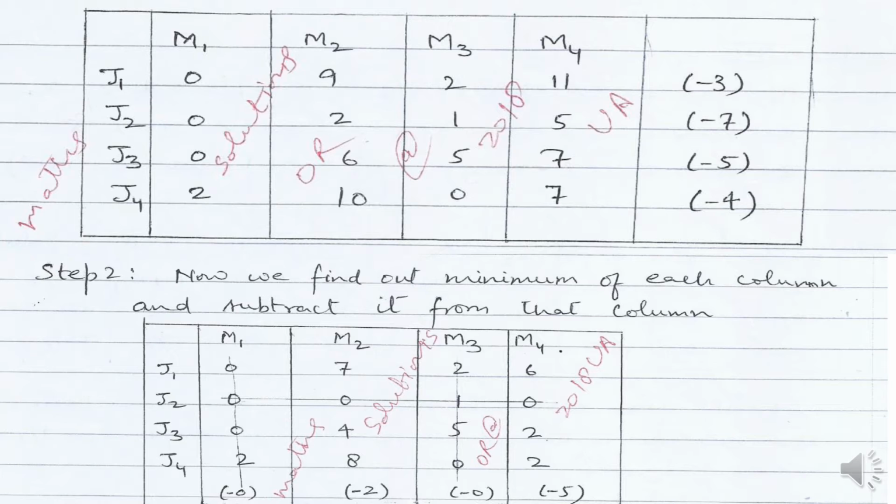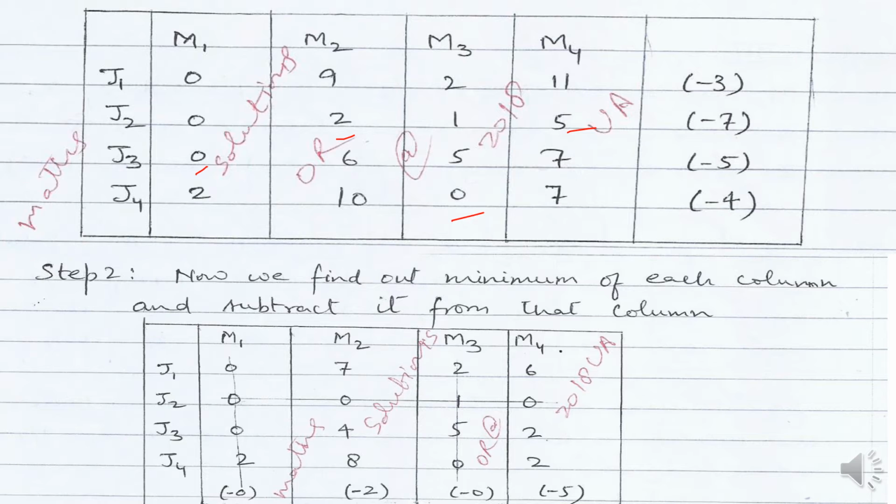Now once we get this table, we find the minimum of each column and subtract that value from each element of that column. Say for the M1 column, the minimum is 0. For the M2 column, the minimum is 2. For the M3 column, the minimum is 0. For the M4 column, the minimum is 5. So we will subtract and we'll get a new table.